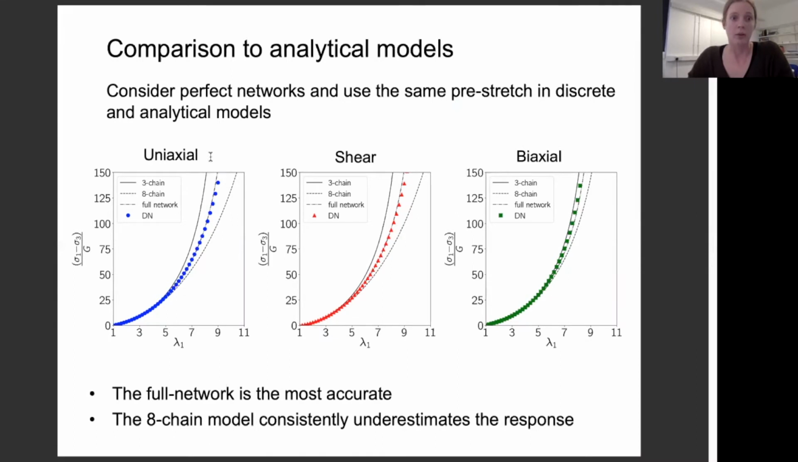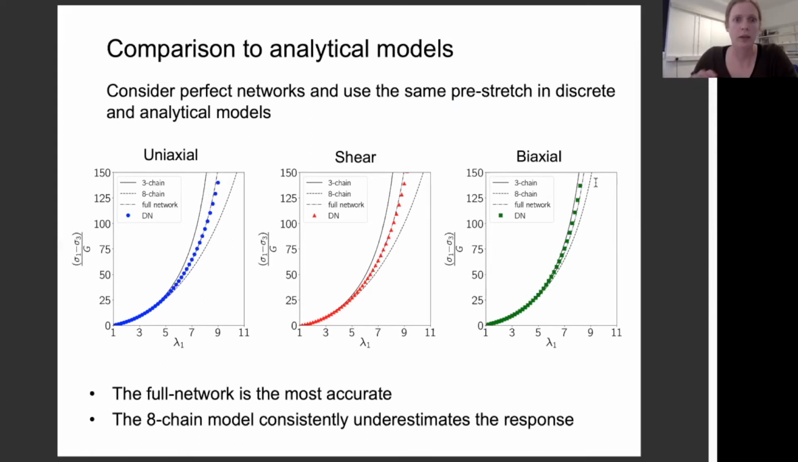So this is the result for uniaxial tension, for example, where you can see that the full network estimate is kind of spot on, but the 8-chain model is underestimating the response, and the 3-chain model is too stiff. And we have similar predictions for the shear response. In biaxial, it's a bit more in between the 3-chain and the full network, but the 8-chain is always too soft.